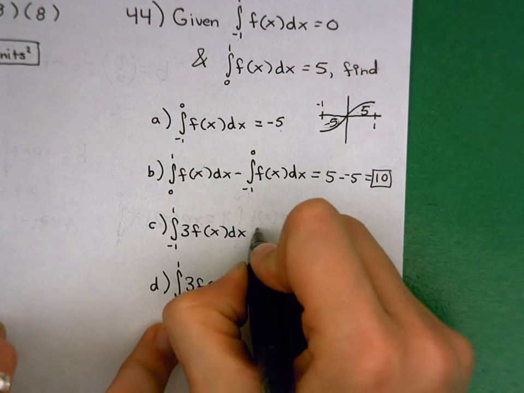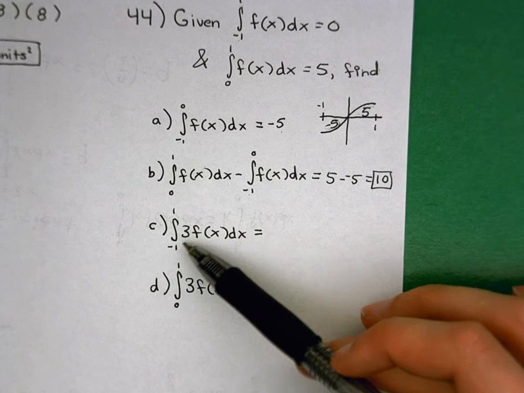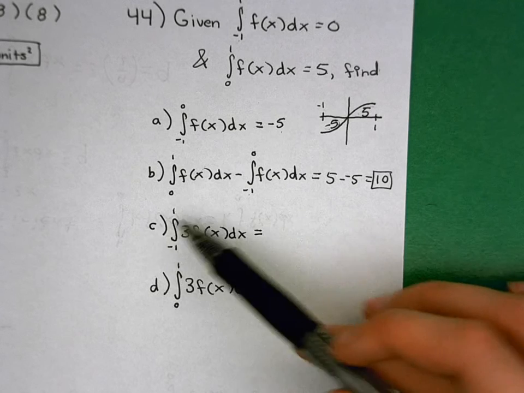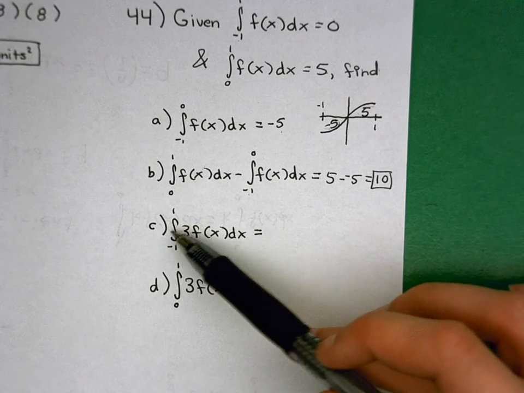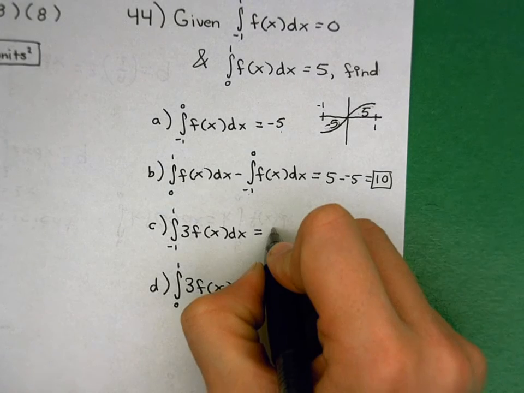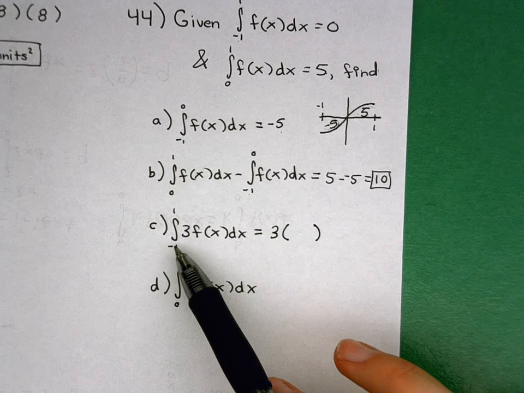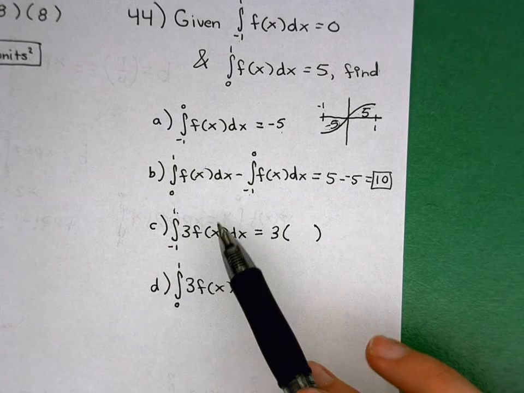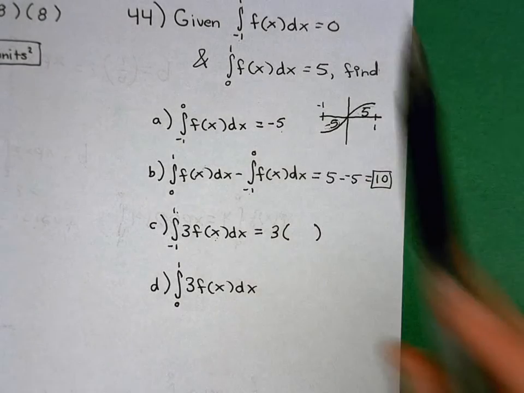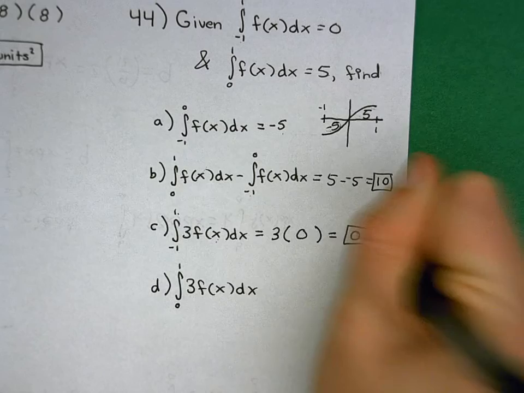Okay. In C here, we are using one of our properties. The property says that if you have a coefficient, this 3, you can pull that outside. You can treat it after the fact. You can focus in on the integral of the f of x piece and then times the 3 at the end. That's what that property allows us to do. So we're going to go ahead and pull this 3 out, and we're going to focus in on the integral just of negative 1 to 1 of f of x. Well, negative 1 to 1 of f of x, remember, was 0. And so 3 times 0 is 0.